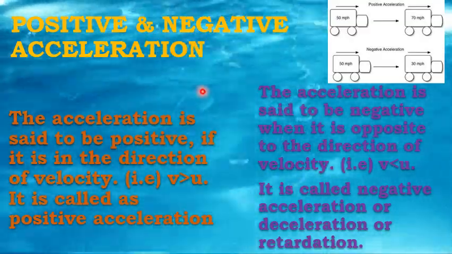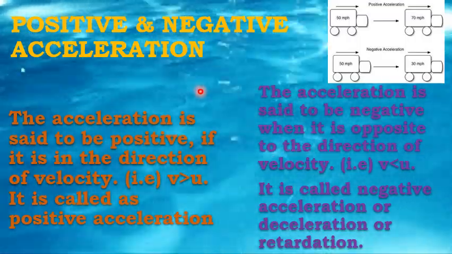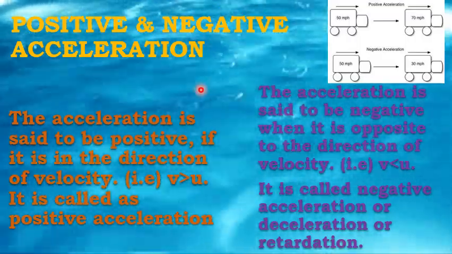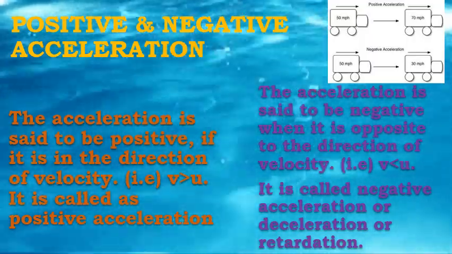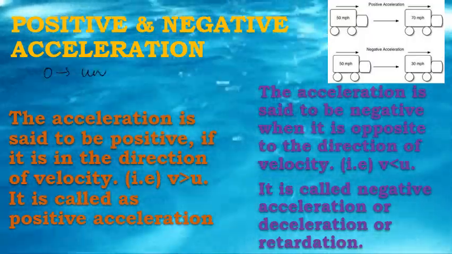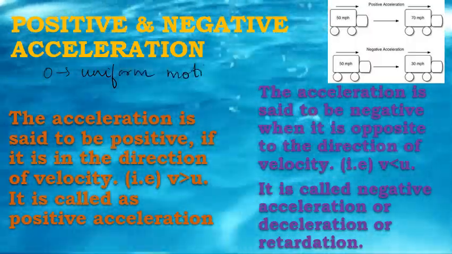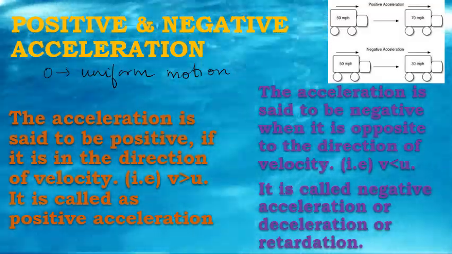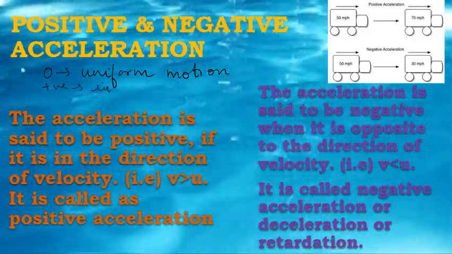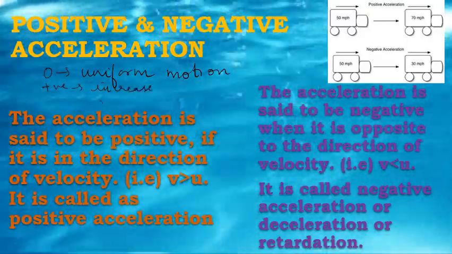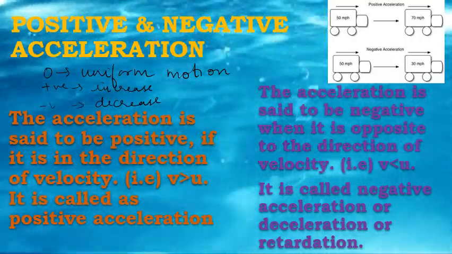Sometime before we also learned that acceleration can be positive, negative or 0. Now we have learned that it is going to be 0 for uniform motion. So we have positive and negative. Positive when you are going to be speeding up, when you are going to increase the speed. Likewise, when you are going to decrease the speed, it is going to be called negative acceleration.